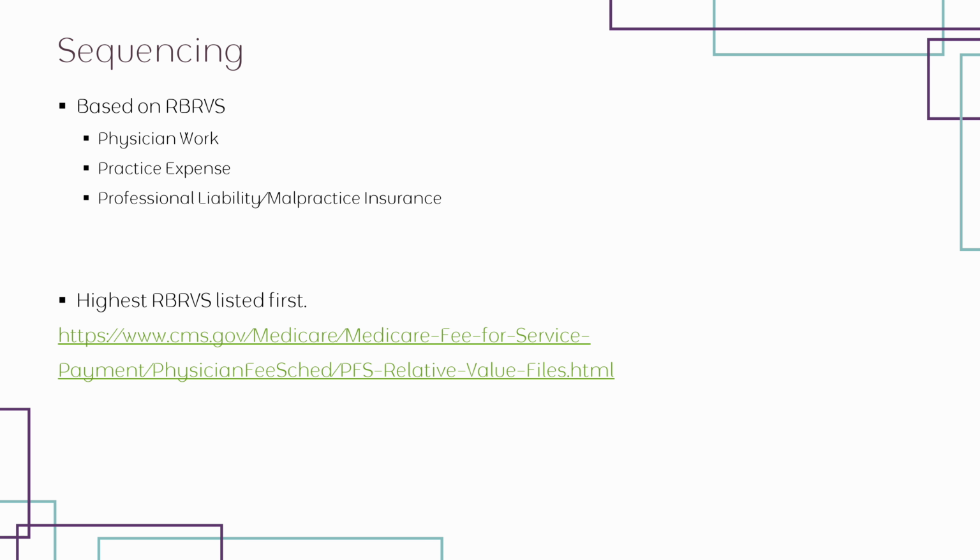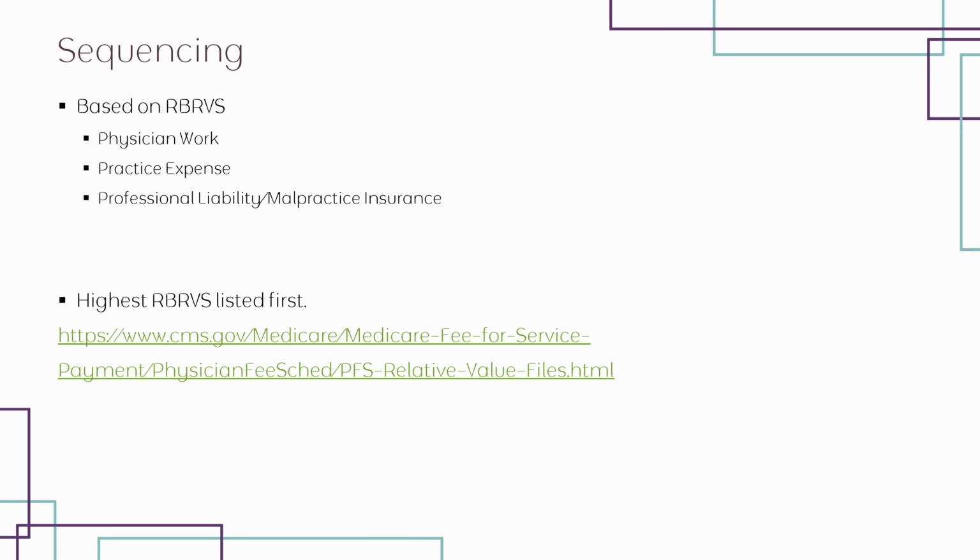Once you have determined which code pairs can be reported together, the next step is to accurately sequence the codes on the claim form. Sequencing is important because it determines how the claim will be processed and reimbursed. The sequencing of your CPT codes is based on the resource-based relative value scale, commonly known as the RBRVS. This system assigns a relative value to each CPT code based on several key components.